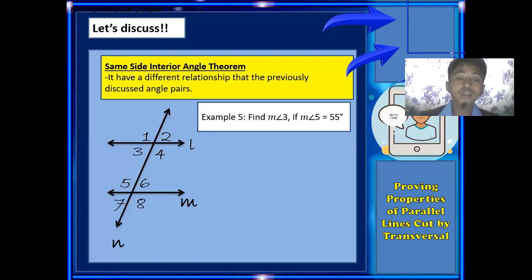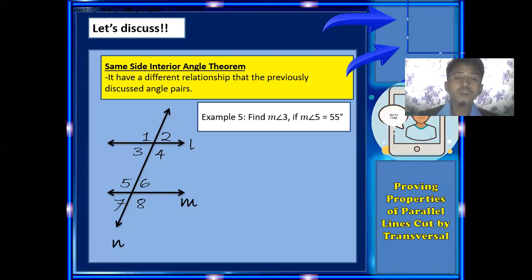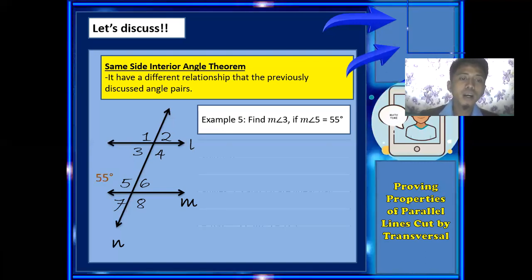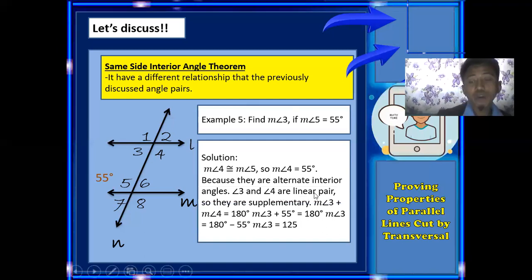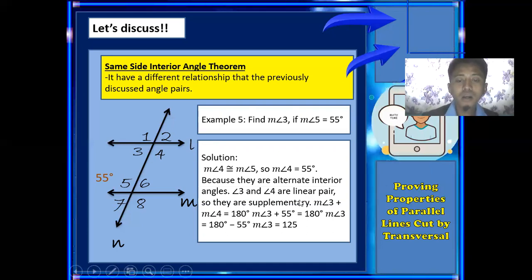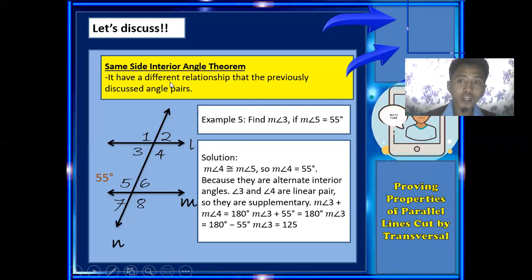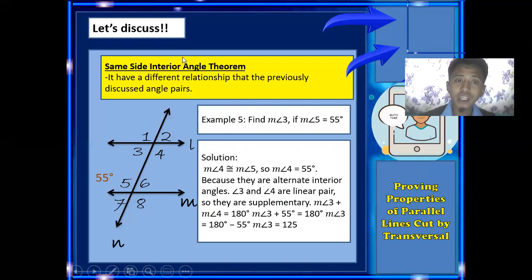Here in same side interior angles, the concept is very different from those first three. Why? Because here the concept of supplementary is very important, the concept of being linear pairs or supplementary. For example, we have same side interior angles, angle 3 and angle 5. The measurement of angle 3 and angle 5 should be equal to 180 degrees. That is the concept of the same side interior angle theorem.